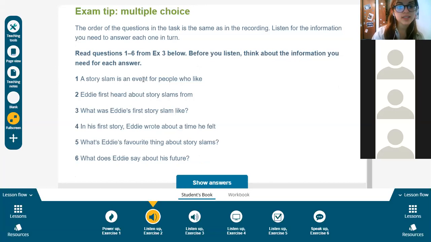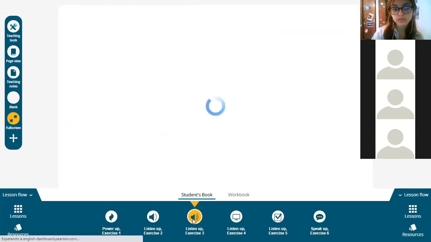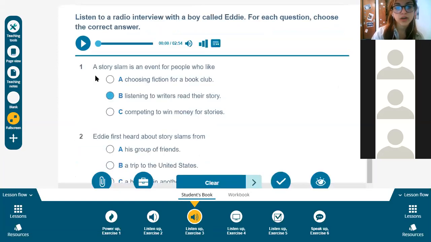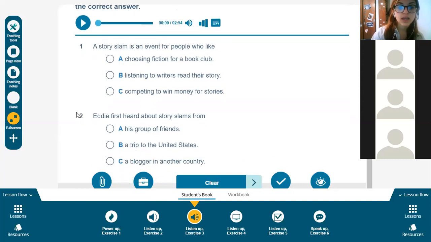A story slam is an event for people who like. Let's see the exercise. Lo vamos a leer con las opciones y listo. Okay, a story slam is an event for people who like choosing fiction, listening to writers, or competing to win money. So we're going to learn what a story slam is. Eddie first heard about story slams from, and what are we going to listen? ¿Qué viene después de from? Si decimos que alguien, someone heard a story from. A person, right? So we have a group of friends, a trip, or a blogger in another country.